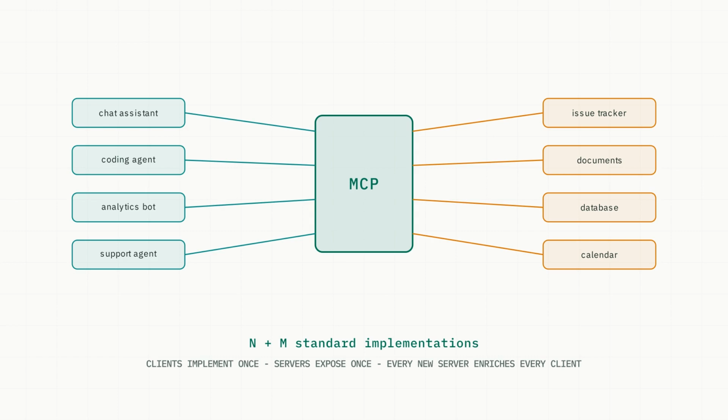That's why the USB-C analogy stuck: one connector shape, negotiated capabilities, and the ecosystem effect where every new server enriches every existing client. The analogy was cute in year 1. In year 2, with thousands of servers and every major vendor's client speaking the protocol, it's just an accurate description.